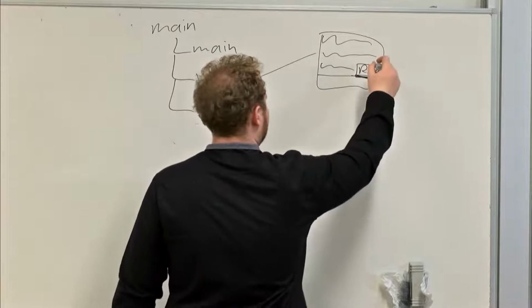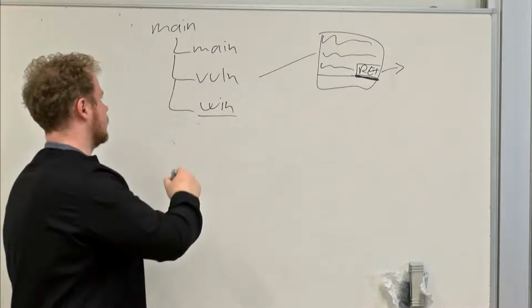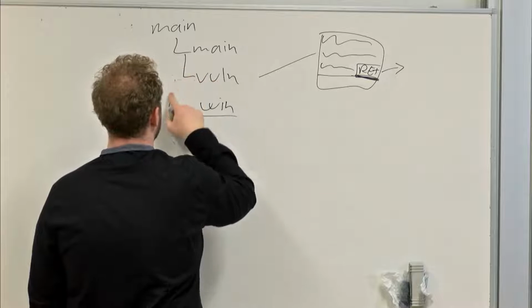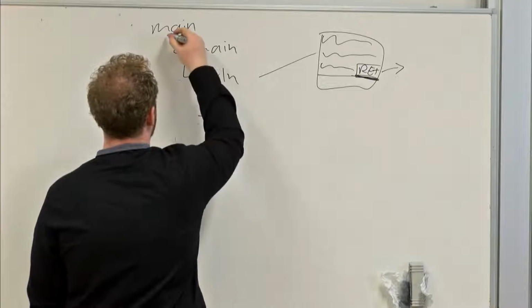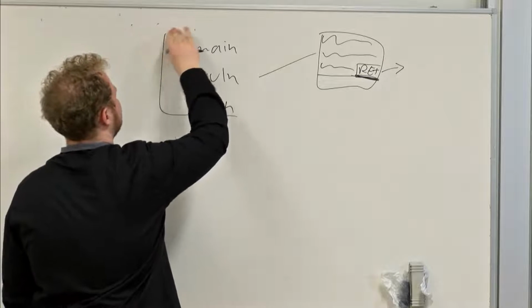Going back to here, we override this return address, which should point back to main, because main, that's not correct, like this. Okay. Let's call this prog, just not to confuse anyone.